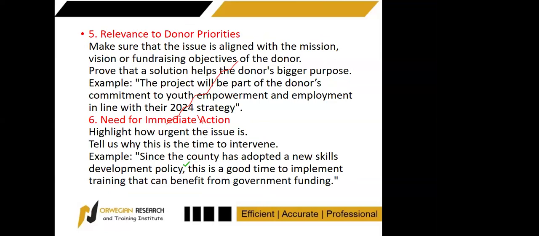Good insight. They can concentrate their reading. The project will be part of the donors' commitment to youth empowerment and employment in line with the 2024 strategic plan for the donor. Look at the next one, need for immediate action. This is now the agency. Why do we need to act now? Since the county has adopted a new skill development policy, this is a good time to implement training that can benefit the youth, so that at least now more of them will acquire vocational skills that they can use to increase their employability. So that's the statement that we are bringing that need there.